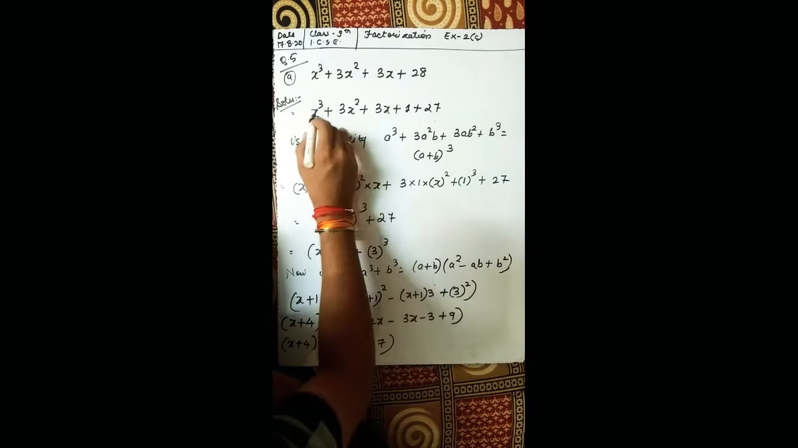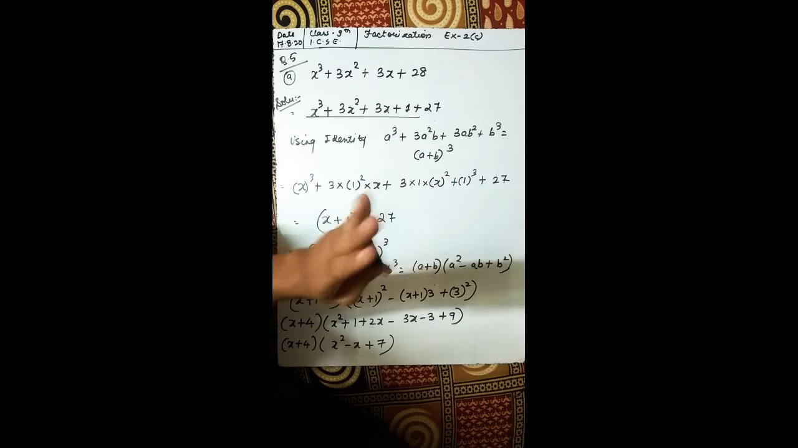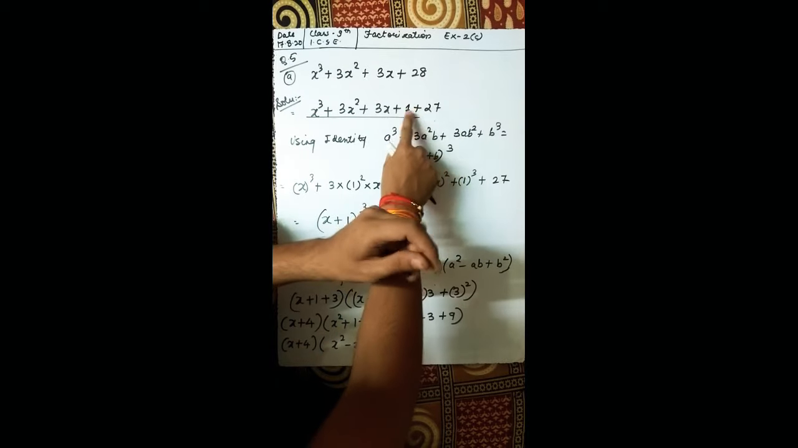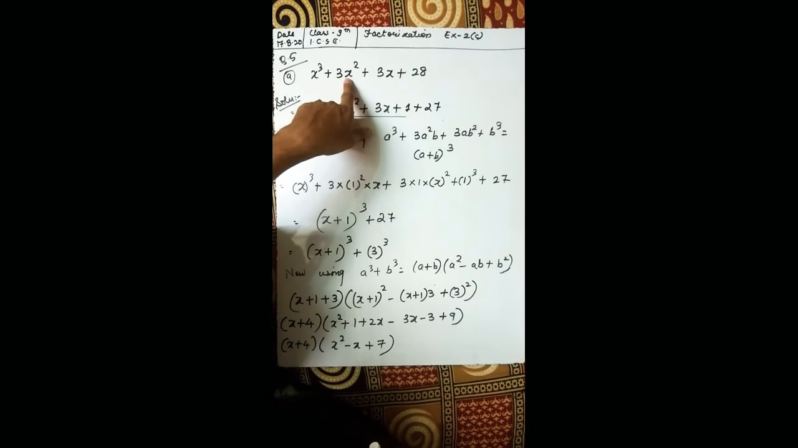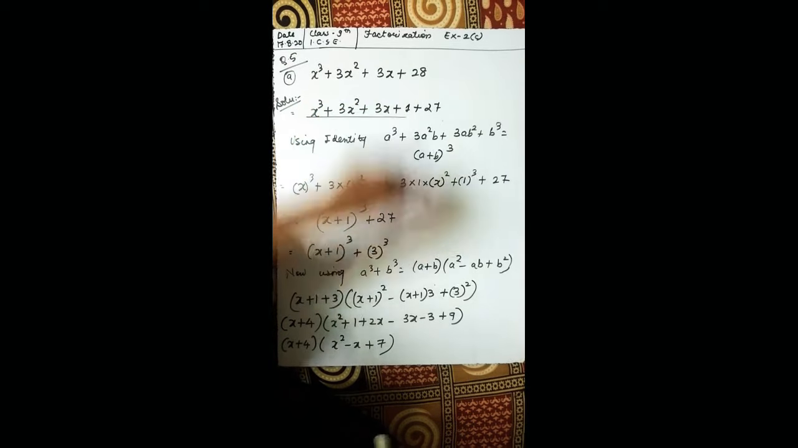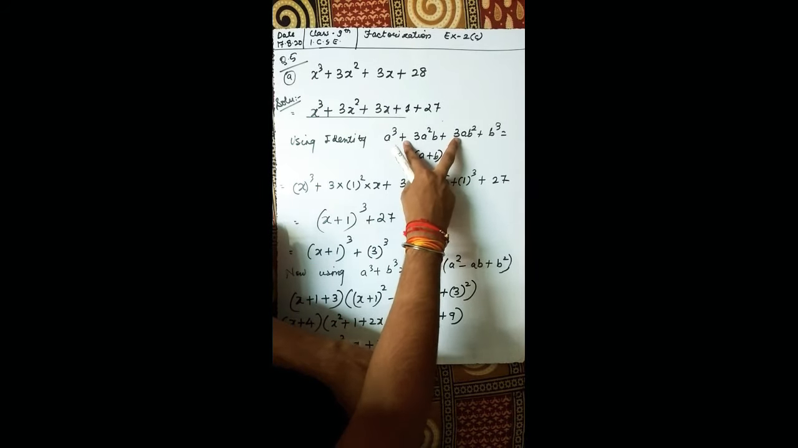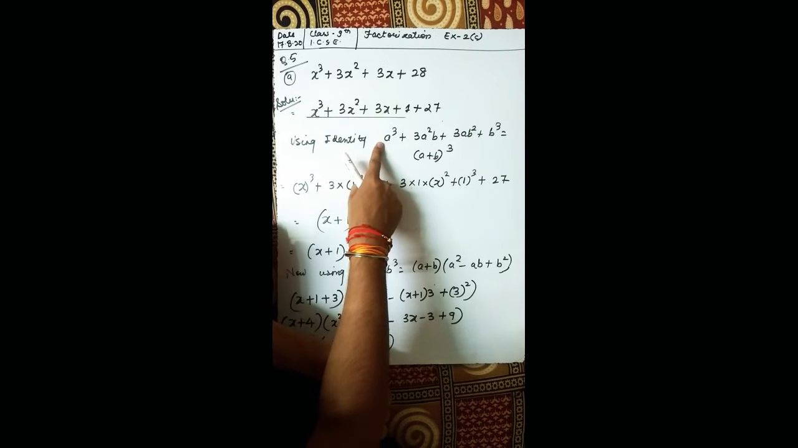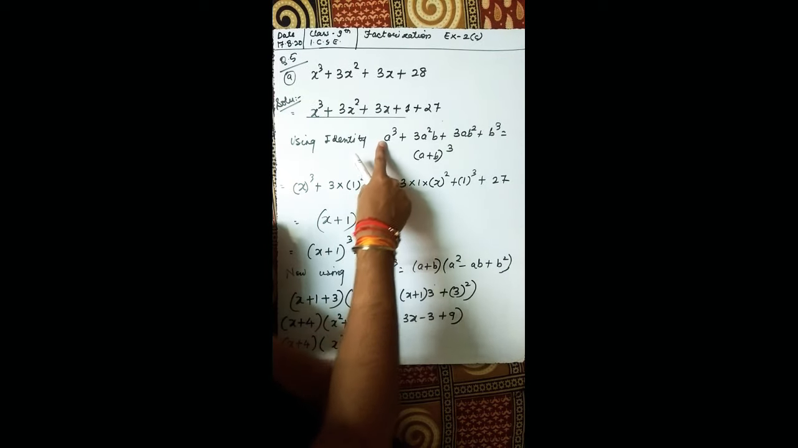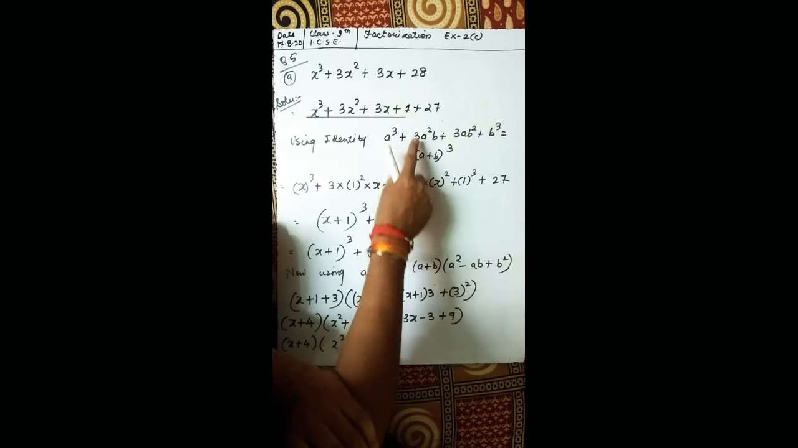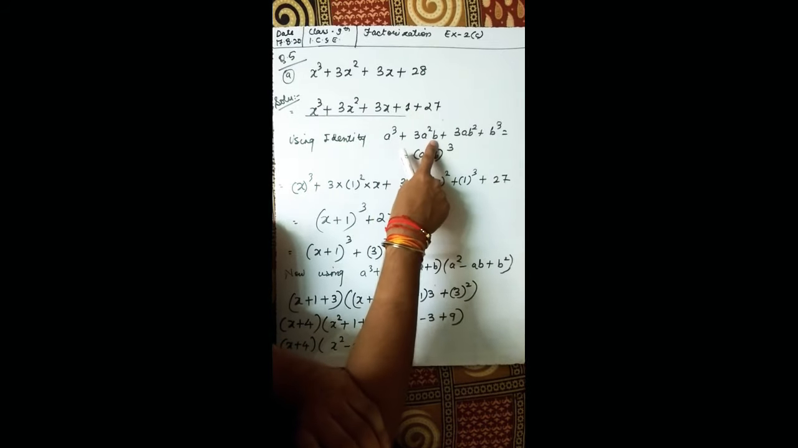You should have one question: why have I written this 28 as 1 plus 27? Because as you see, this is x cube, this is 3x square and this is plus 3x. If I compare these terms, it is saying that if your a is x, then what could your b be? Your b has to be 1, because if you put x in place of a, this will be x cube and this will be 3x square, and there's nothing b here, so that is why we are considering b as 1.